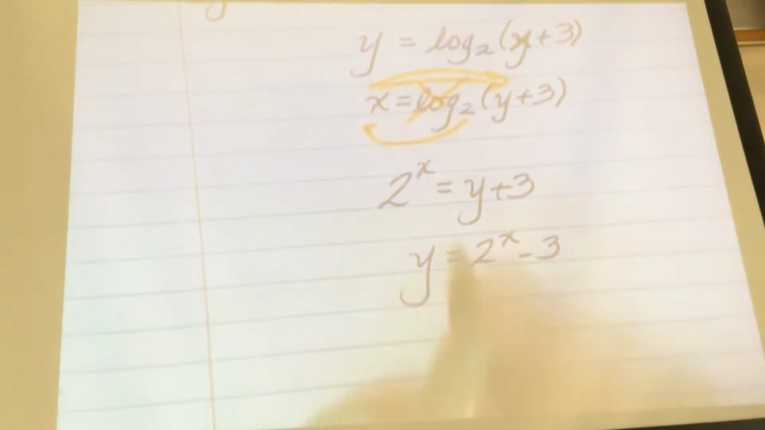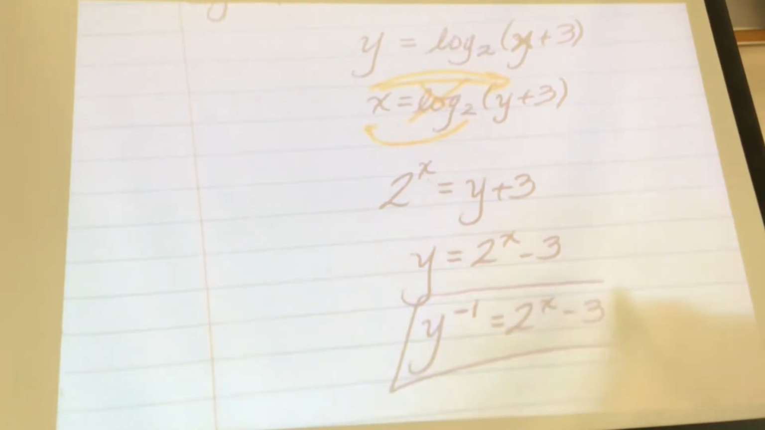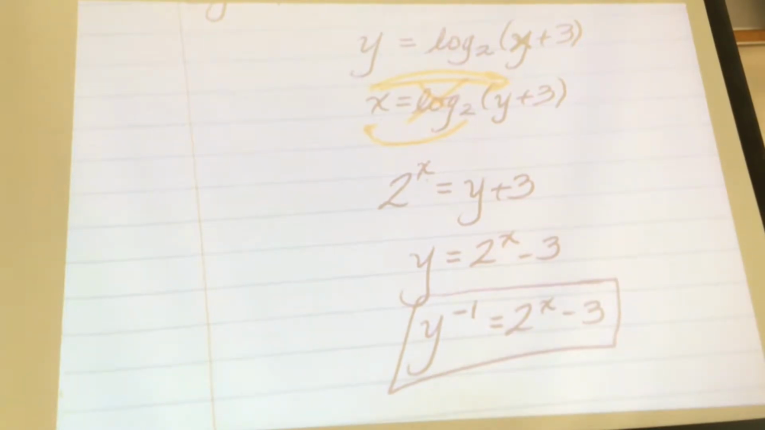Now how do you write this? Don't forget to tell people this is the inverse. So the inverse is 2 to the x minus 3. Sometimes we have to go in the opposite direction, no problem. Example 3.